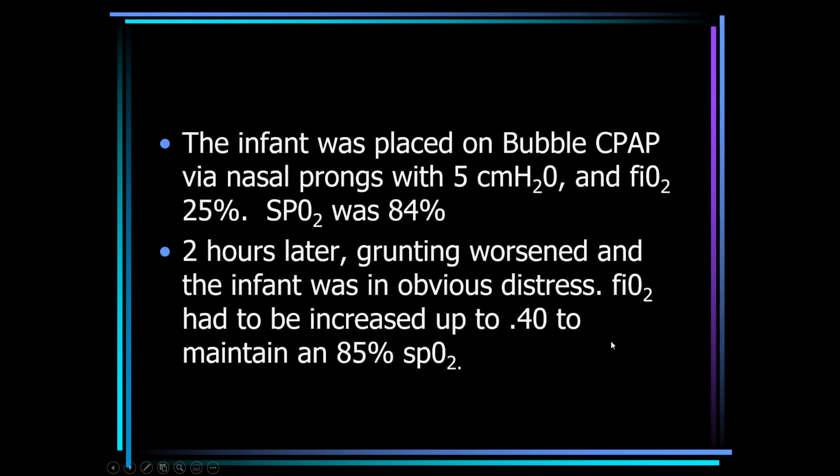The infant was placed on bubble CPAP via nasal prongs, plus 5 of CPAP, 25% FiO2. O2 sat 84%. Well, we're losing ground here. Two hours later, grunting worsened. The infant was in obvious distress. FiO2 had to be increased up to 40% to maintain an SpO2 of 85%.